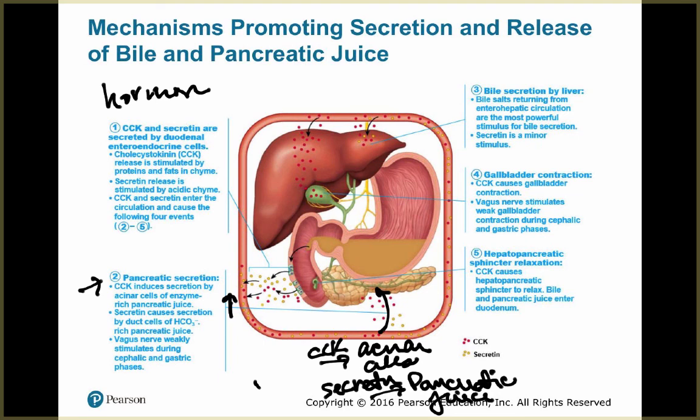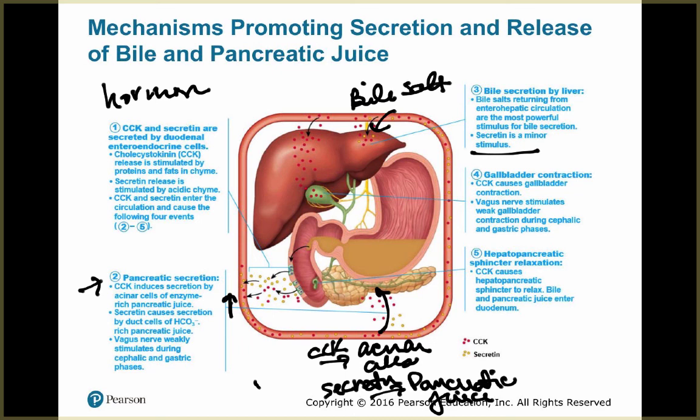Now from here, you can see that the CCK and secretin activate the liver to start secreting bile. And the bile salts returned from the enterohepatic circulation are the most powerful stimulus for bile secretion. Secretin is such a minor stimulus that it's not as important. So here, it's all about the bile salts, right?